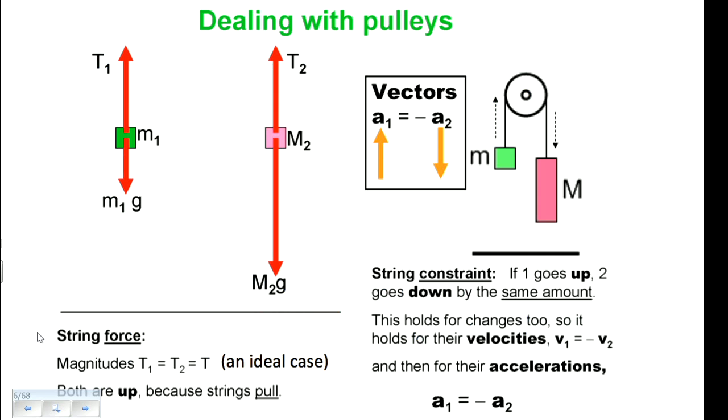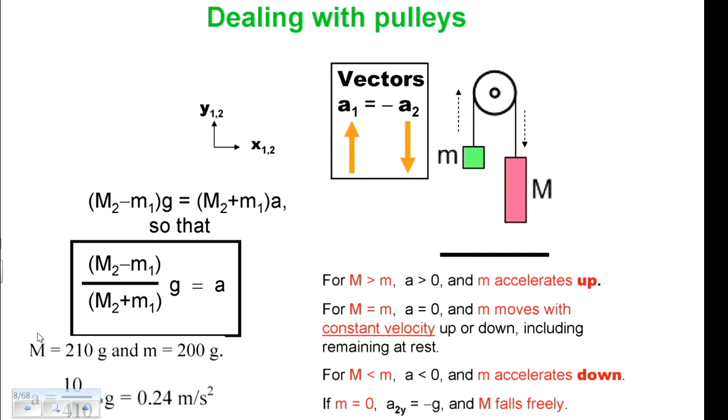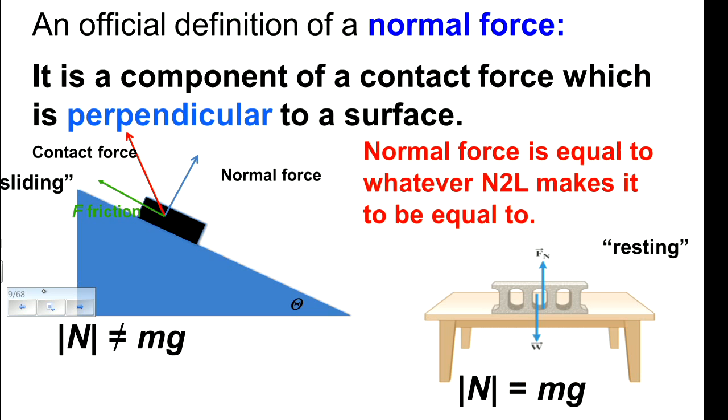Any questions? This is, again, just a straightforward application of the slides and the equation. So here we have a numerical example. What would happen if we had masses 210 and 200? The actual acceleration would be 0.25. And the acceleration due to gravity is 10. Okay.